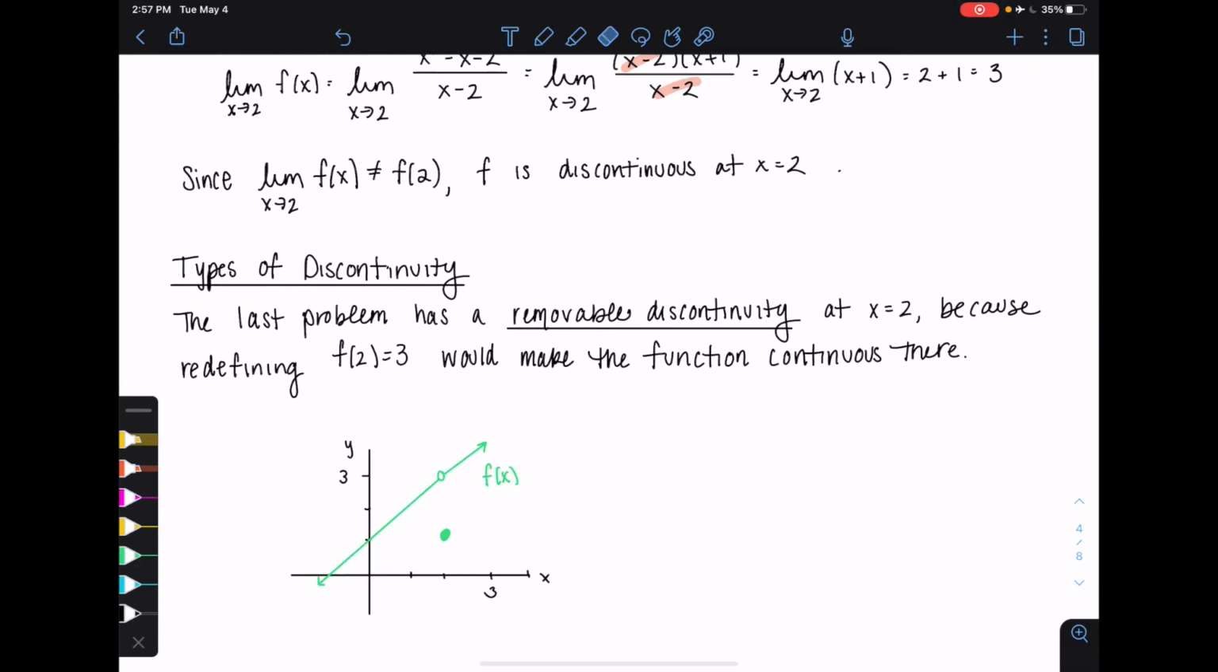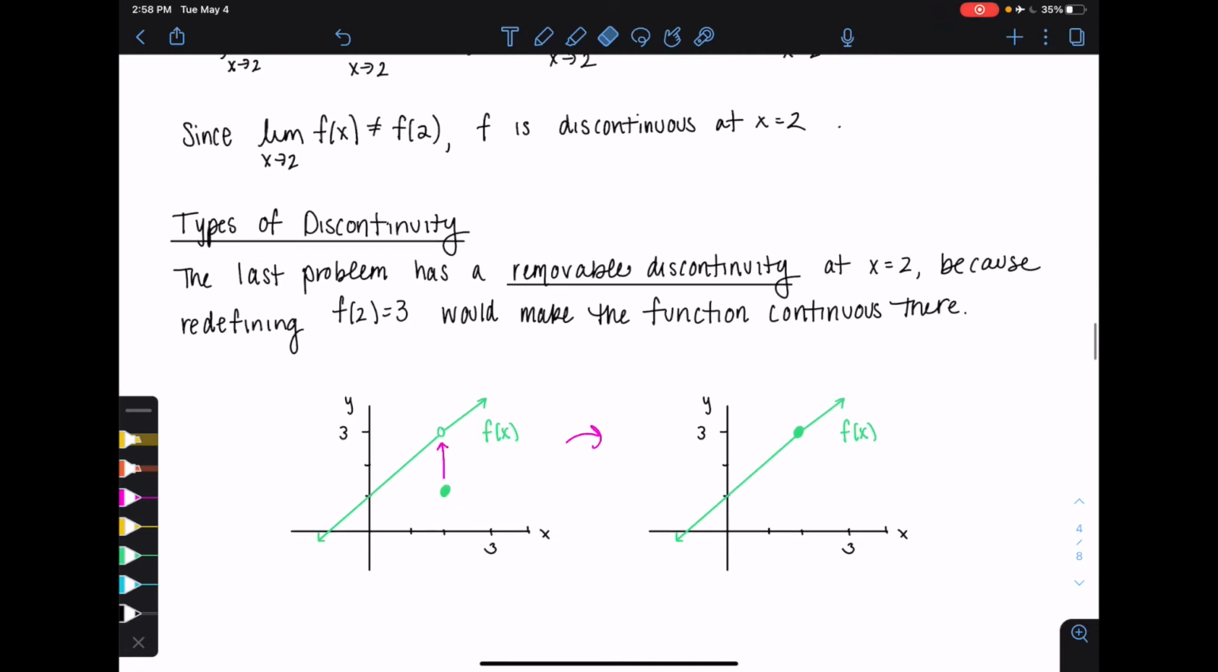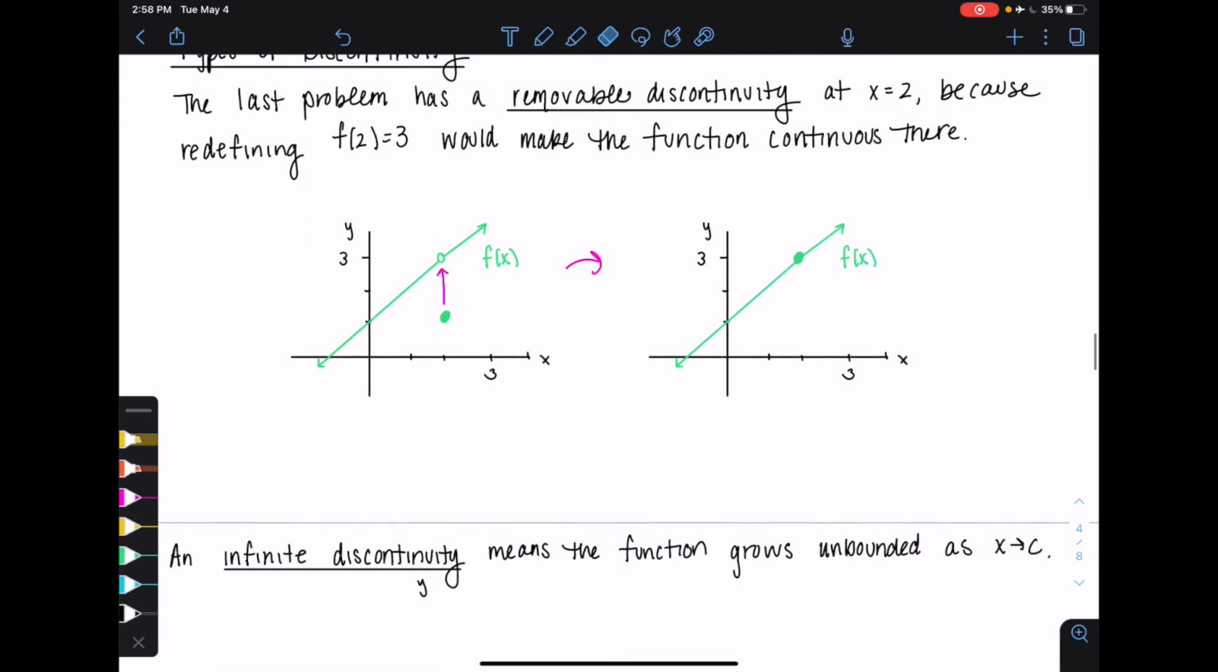So what I have is that nice graph, because you would just graph x plus 1, and it had a hole here that was redefined to be this point. If I just move this up a tiny bit, it would give me a nice smooth graph. So it's removable because I can just redefine that single point to make it continuous. The other types I unfortunately can't do the same thing for.